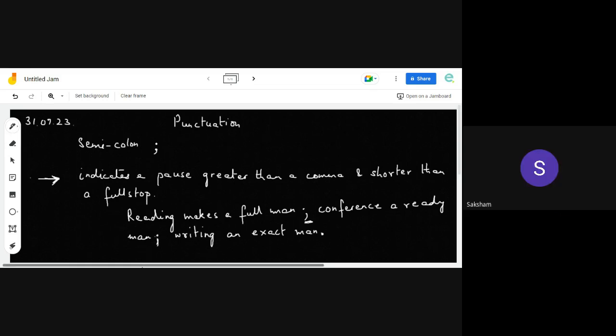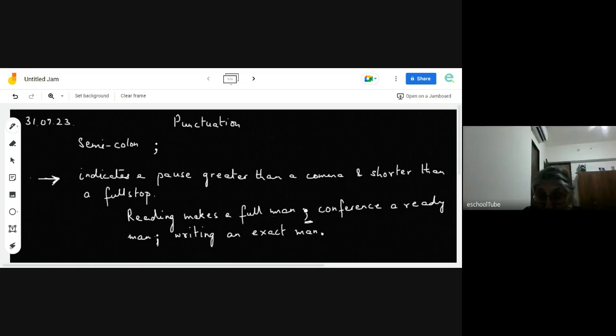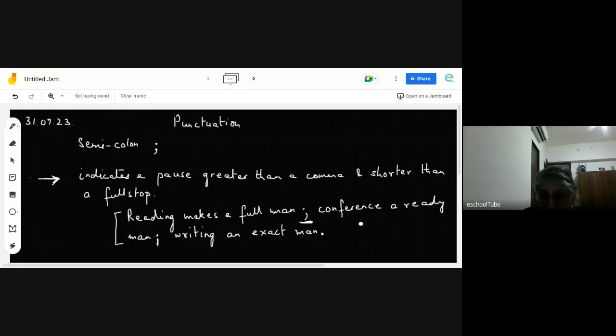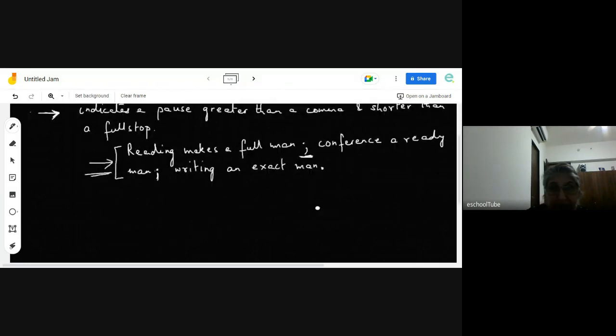Ma'am, to remove the and then... And what? But why are we using? We could also say, reading makes a full man, comma, conference a ready man, comma, writing an exact man, to connect it with the sentence. Okay. So basically, now before we go into this kind of use of semicolon, I want to explain another thing.